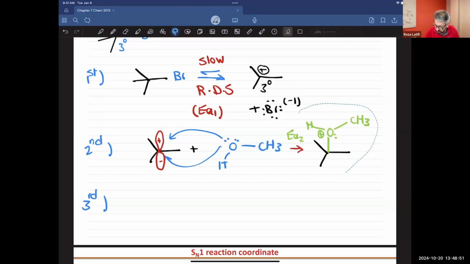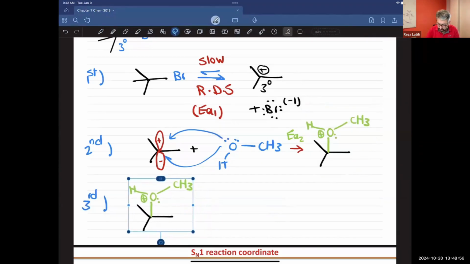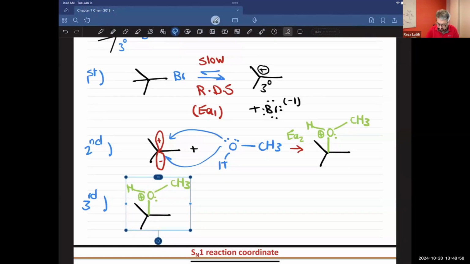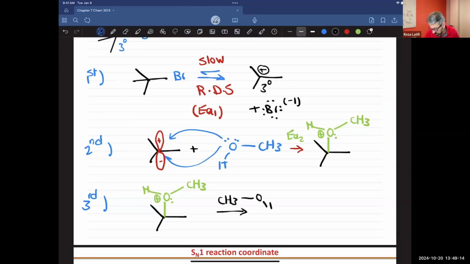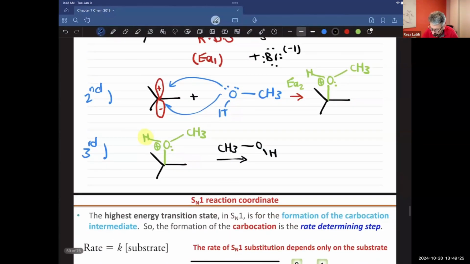And the third step: the intermediate, in the presence of solvent, will lose hydrogen. We do have other methanol molecules inside the solution. So one methanol molecule can get involved and take hydrogen. This hydrogen, the one I'm going to highlight, takes this one out of the system, and if this happens, we're going to get such a molecule.